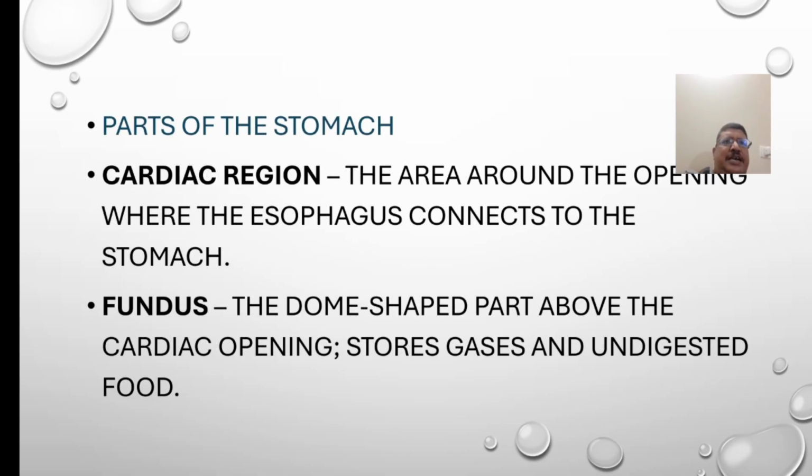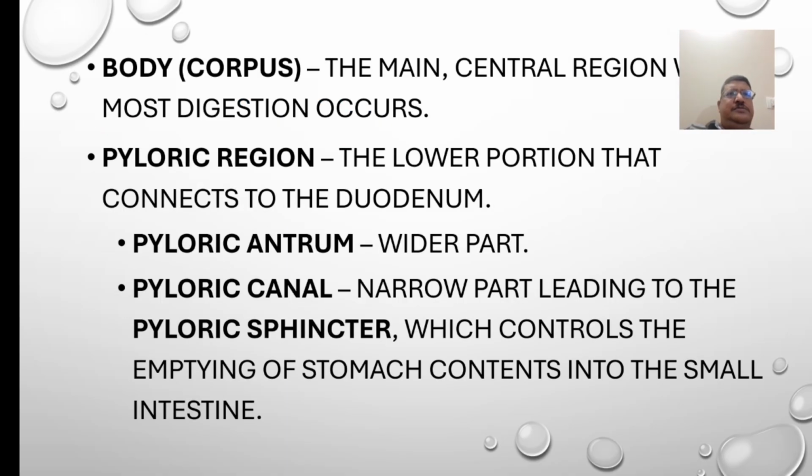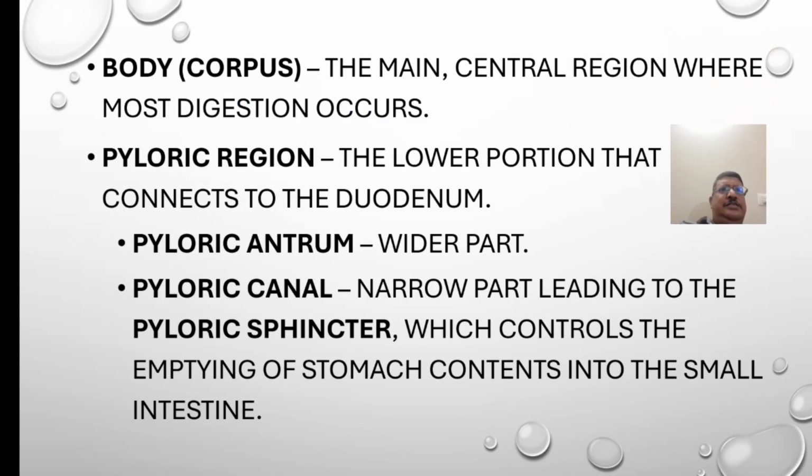Parts of the stomach. Cardiac region: the area around the opening where the esophagus connects to the stomach. Fundus: the dome-shaped part above the cardiac opening, which stores gases and undigested food. Another is the body, the main central region where most digestion occurs. Pyloric region: the lower portion that connects to the duodenum.